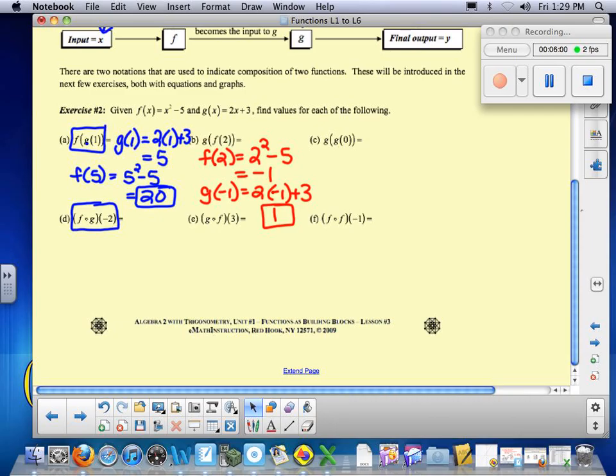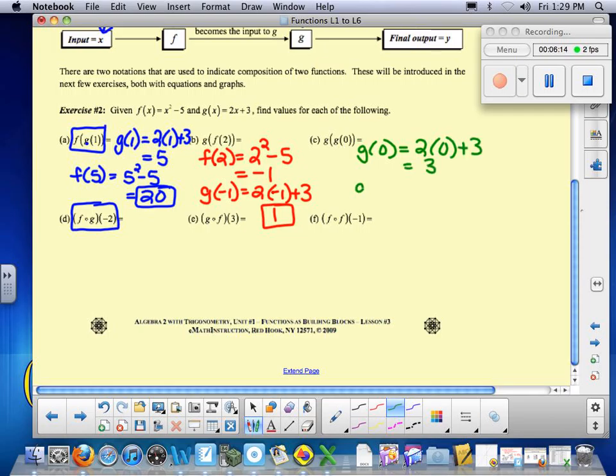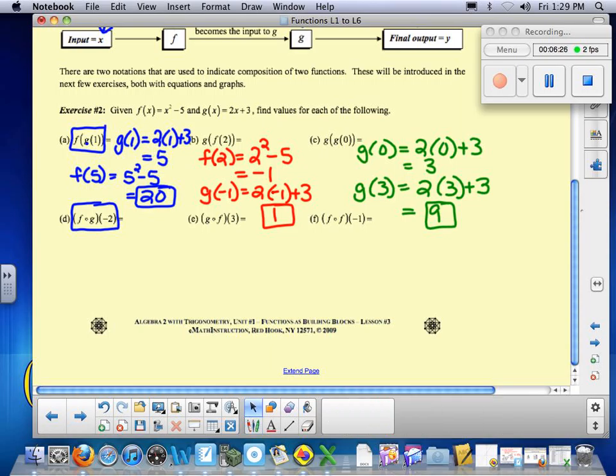Letter C as in cat. We're going to use the G function twice. So G of 0. So you're replacing the x with the number 0. So 3. Correct. And then we're going to calculate what G of 3 is. So I believe 9 is our final answer. Okay. Besides being weird and different, is it manageable? If you go slow, yes, I agree.